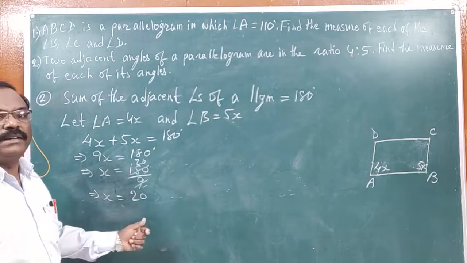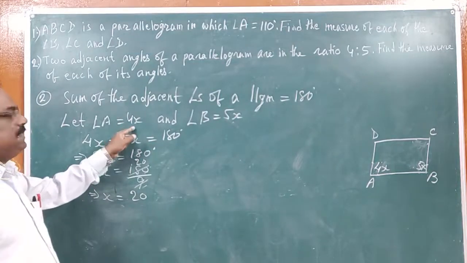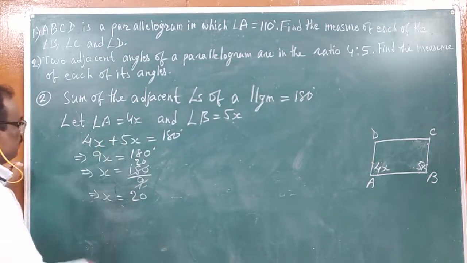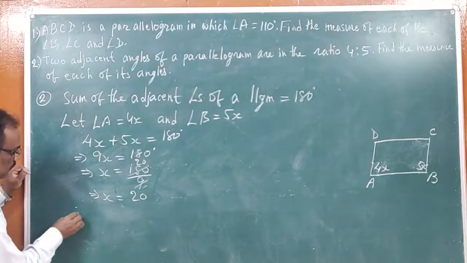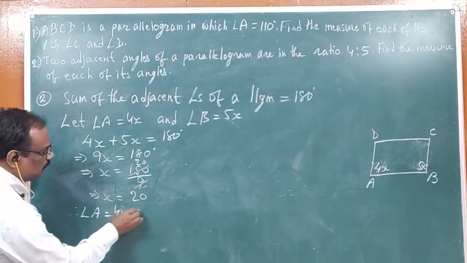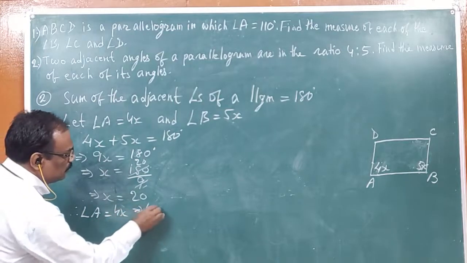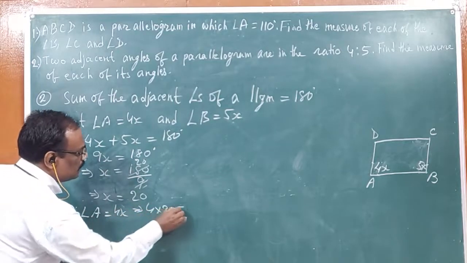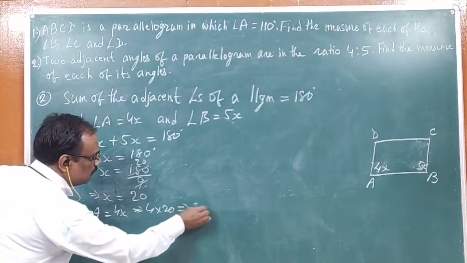Now what have we taken? We have taken angle A as 4x. So therefore angle A is equal to 4x, that is equal to 4 into 20, that is equal to 80 degrees.